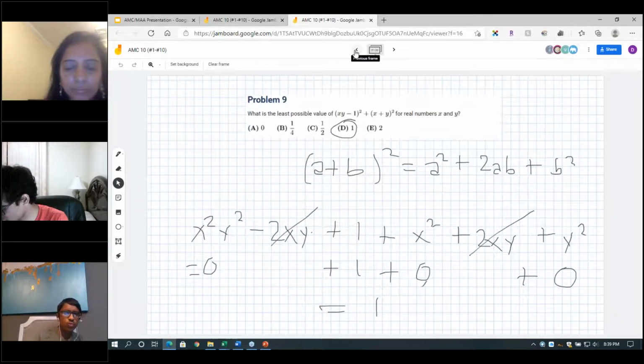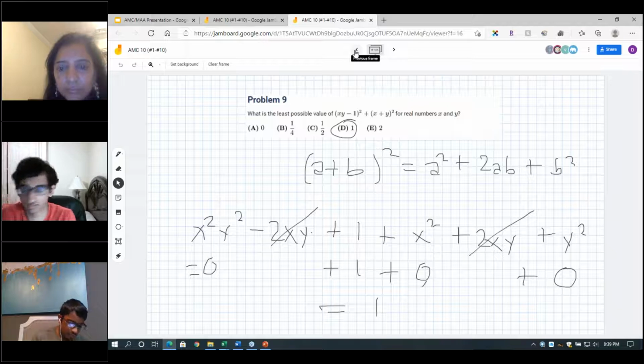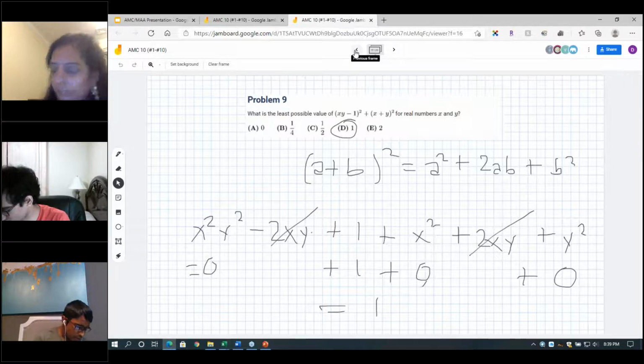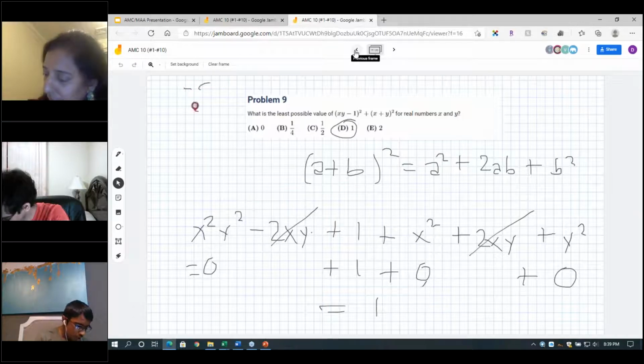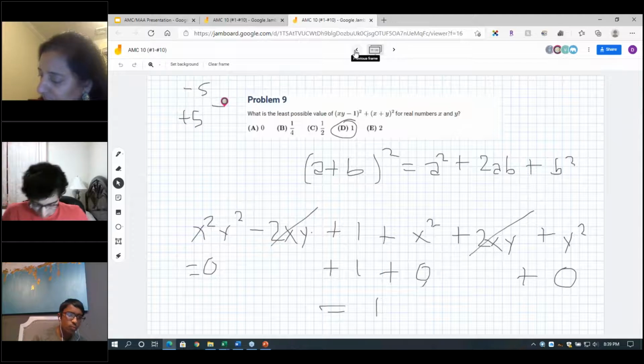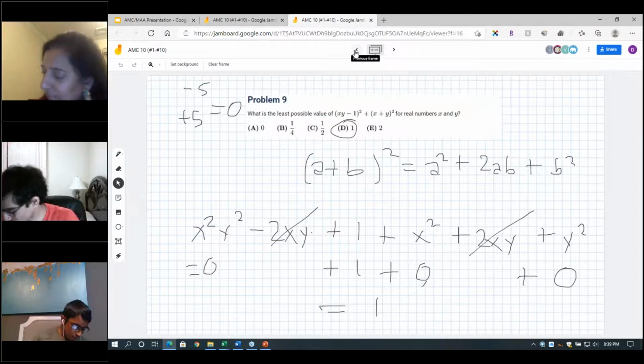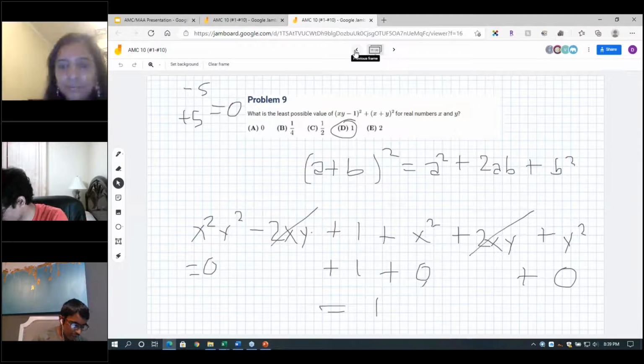So another question was, why do we cross out the 2xy? It's because we have negative 2xy plus 2xy. So suppose we had -5 and +5. If we add these two, we get 0 because both of these are just the -1 version of each other. So doing the same thing here, we have -2xy plus 2xy. We can just cross them out because they're both the same value, just one of them is the negative version of the other.